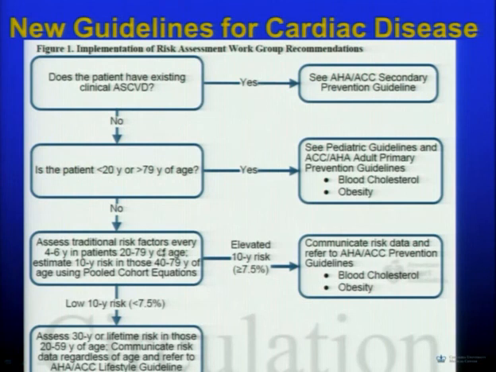obesity. If they're outside of that age range, then you're supposed to put this risk calculator using these pooled cohort equations. And these are the ones that are maybe flawed. So the whole thing is based on this. And if they have an elevation in their 10-year risk, or it's more than 7.5, then you should concentrate on trying to use a statin or something to change the blood cholesterol, as well as the prevention guidelines.